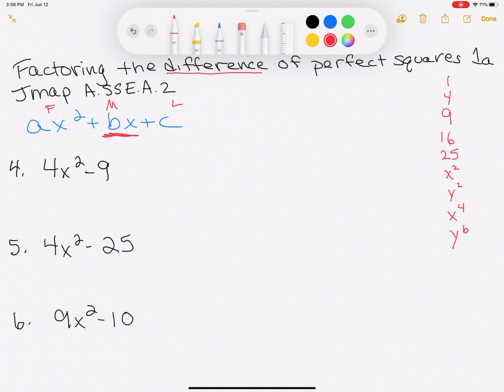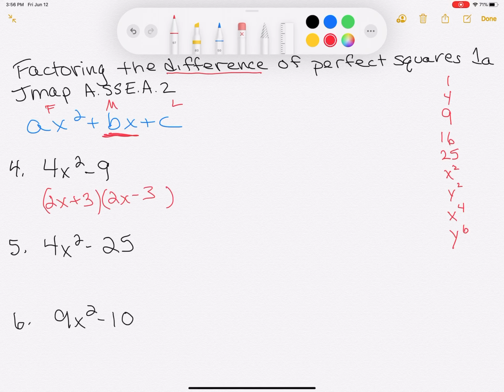So none of these leading coefficients or a values are equal to 1, so we can't use the easy diamond. But again, just the fact that you identify that they're the difference of perfect squares, you just take the square root of 4x squared, which is a 2x. Square root of 9 is 3. And these are conjugates of each other.